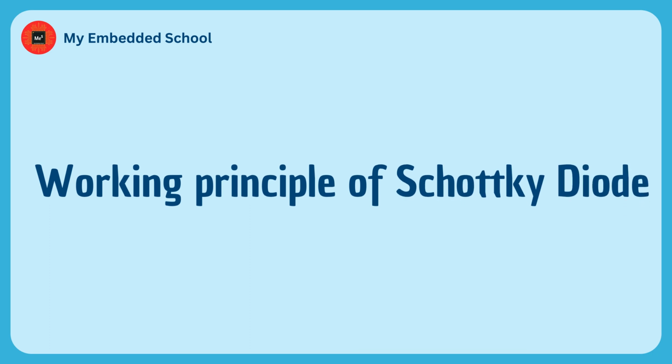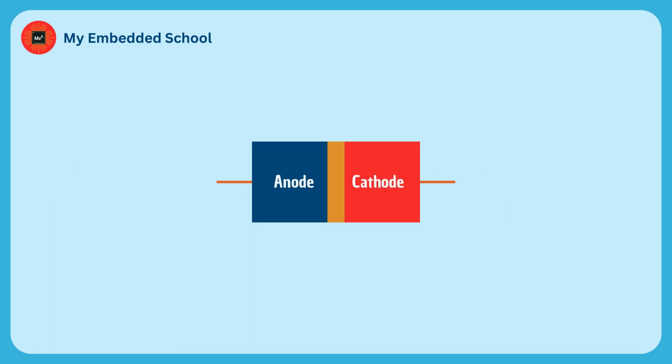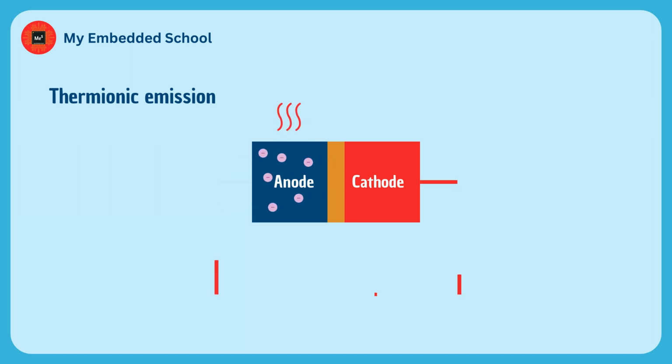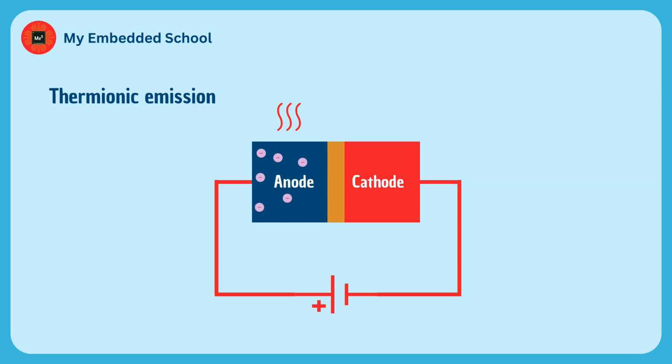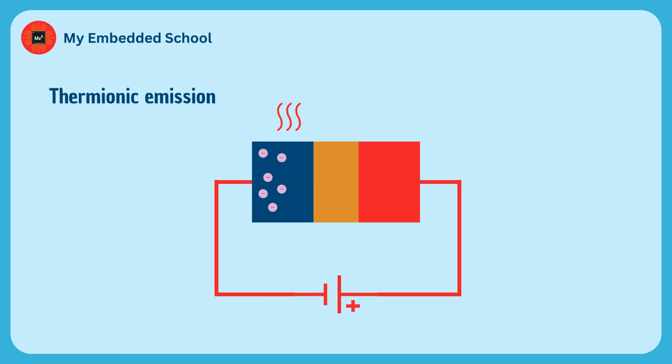Working principle of Schottky diode. Schottky diodes work on the principle of thermionic emission, which is the emission of electrons from a heated metal. When a forward voltage is applied to the diode, the electrons in the metal gain enough energy to overcome the Schottky barrier and move to the semiconductor, creating a forward current. When a reverse voltage is applied to the diode, the electrons in the semiconductor are pulled away from the metal, creating a depletion region near the junction. This region acts as a barrier for the reverse current, unless the reverse voltage exceeds the reverse breakdown voltage of the diode, which causes a large reverse current to flow.